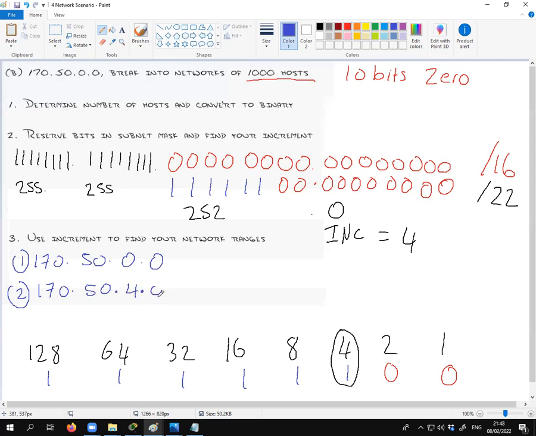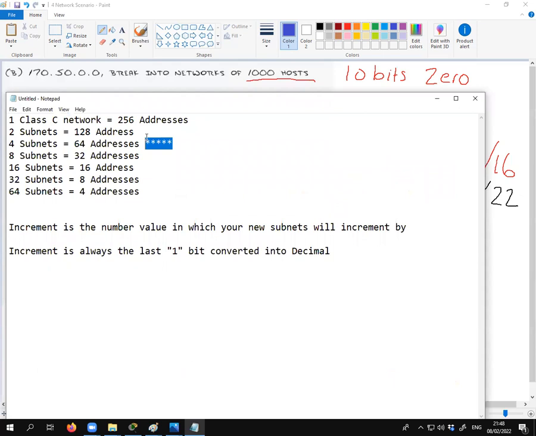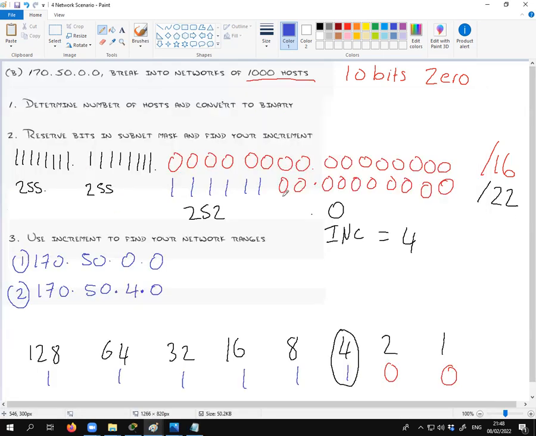Very good, Edmund. The increment value is 4, but it's 4 in the third octet, not 4 in the fourth octet, where the host is. There's a big difference, because your 1 bit is in the third octet, not the fourth. When it was in the fourth octet, it was 4 addresses, remember? But now we've got far more. An increment of 4 in the third octet will give us loads more addresses. Does that make sense? Cool.